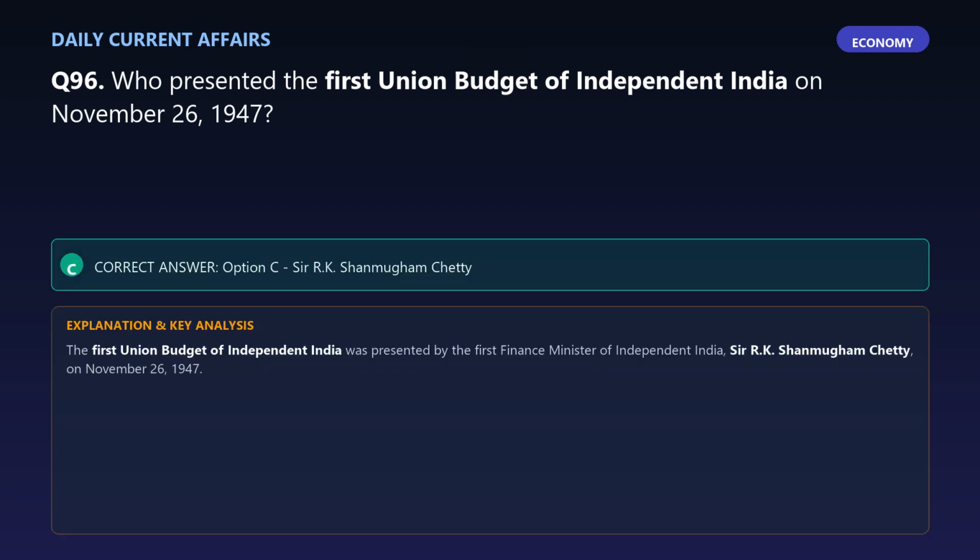Question 96. Who presented the first Union Budget of Independent India on 26 November 1947? The correct answer is option C, Sir R.K. Shanmugam Chettiar. Explanation: The first Union Budget of Independent India was presented by the first Finance Minister of Independent India, Sir R.K. Shanmugam Chettiar, on 26 November 1947.